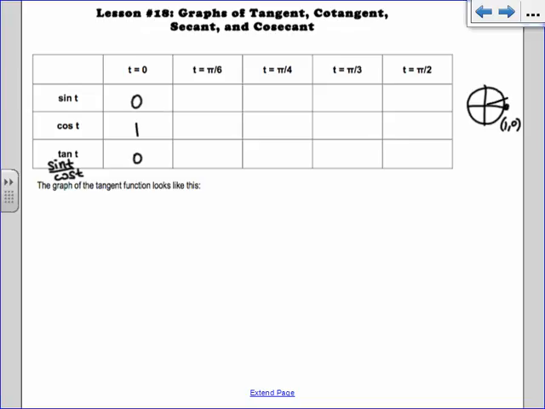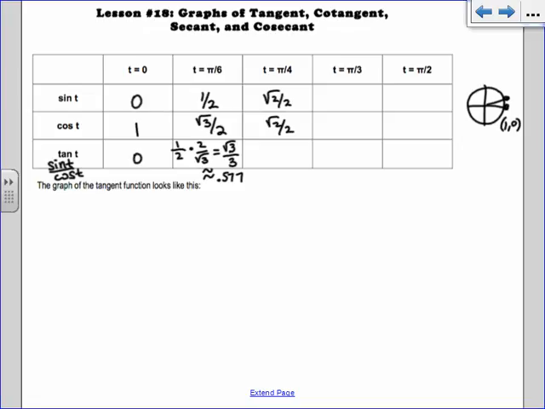At pi over 6, that's the point root 3 over 2, comma 1/2. So my sine is 1/2, my cosine is root 3 over 2. When I divide those, I get 1/2 divided by root 3 over 2, which is the same as 1 over root 3, which rationalized is root 3 over 3. We'll find that as a decimal. It's around 0.577. Pi over 4 we know is root 2 over 2, comma root 2 over 2.